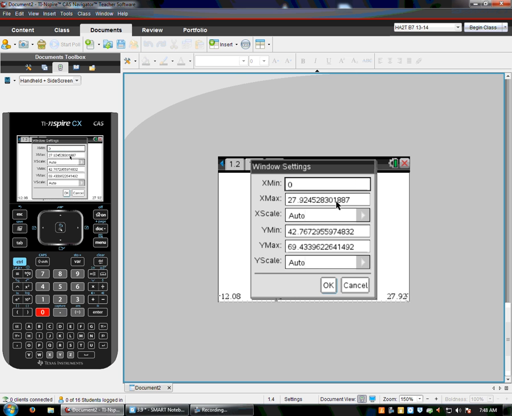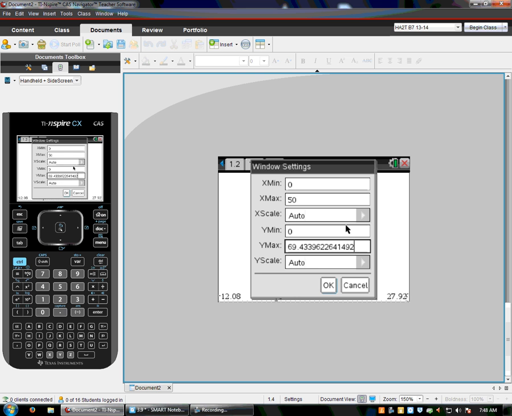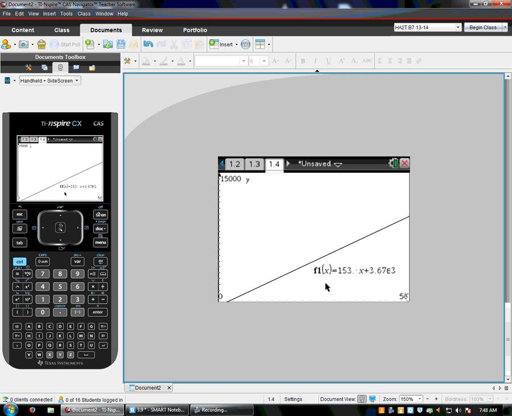I know that my year goes from 0 to, I believe, like 40 or 50. And my population minimum would be like 0. Well, actually, let's look at our data. Our data went from like 4,000 up to 10,000. So I'll just say my minimum Y is like 4,000, and my maximum is like 15,000. And there's our data. It doesn't look very cubic because I'm only looking at one piece of the graph.